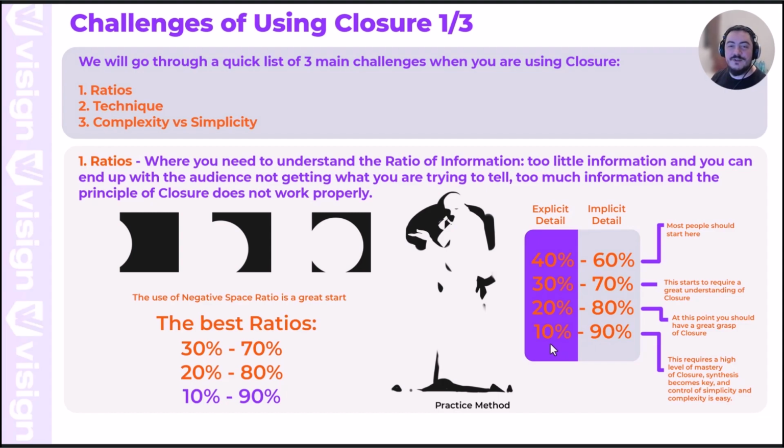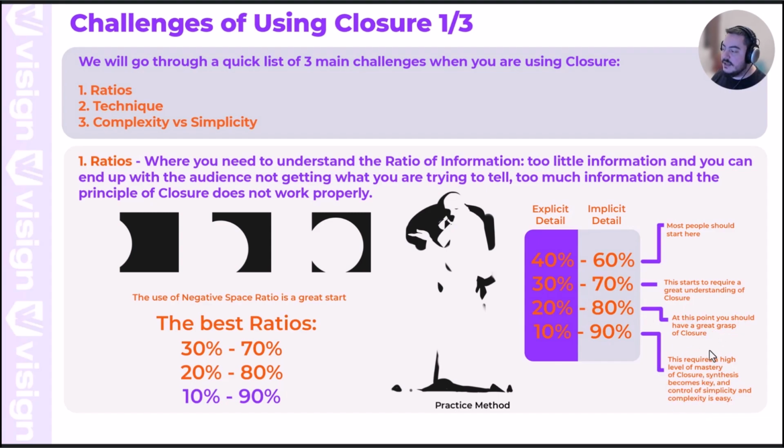It's basically like you're adding two dots for eyes and a little shadow for a nose, and that is for the entirety of the page, and you understand that there's a face there. That's how it works. And of course, these ratios that I just put go through each point. The second part here requires a great understanding of closure, so you start to understand the principle more. You should have a great grasp of closure in this ratio.